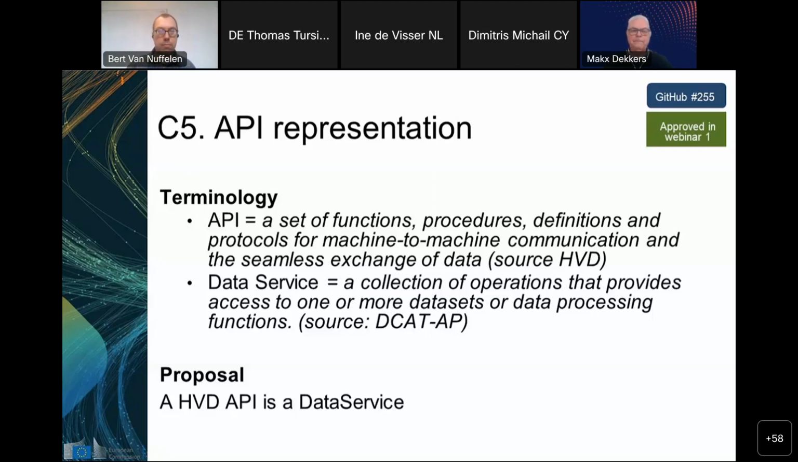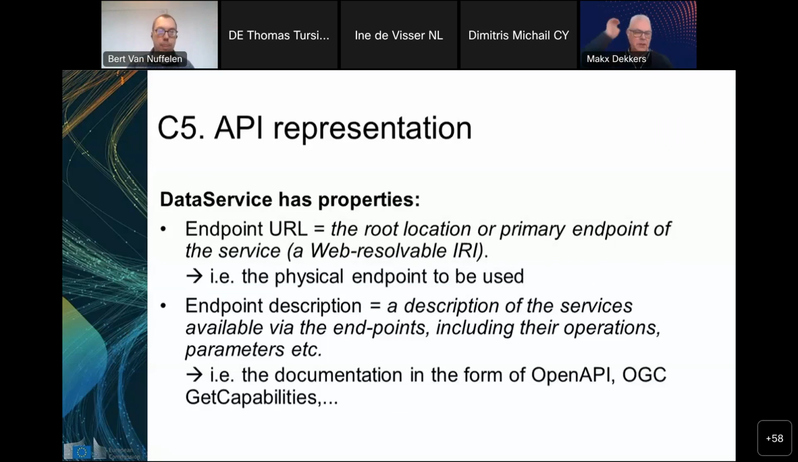Okay, so on the API presentation: the API is a data service. I think there's nothing special here. What we have to highlight is that at the level of DCAT and DCAT-AP, there are two properties for a data service, endpoint URL and endpoint description. In the endpoint description, you point to the description of the endpoint, what it can do. Typically a Swagger, OpenAPI, GetCapabilities or something like this. What can it do?